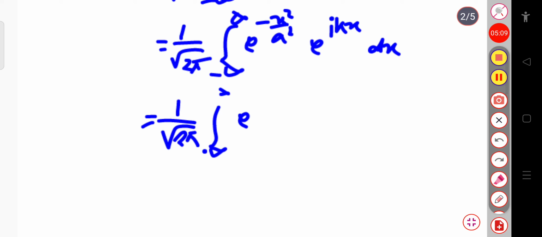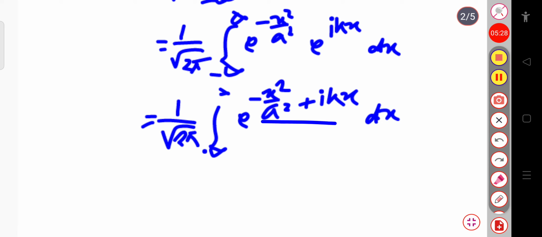So if I add these two terms, this will be exponential of minus x square divided by a square plus ikx, into dx. Now, to make this exponential term a complete square, let me add and subtract a term, that is k square a square by 4, so that this will be a complete square.